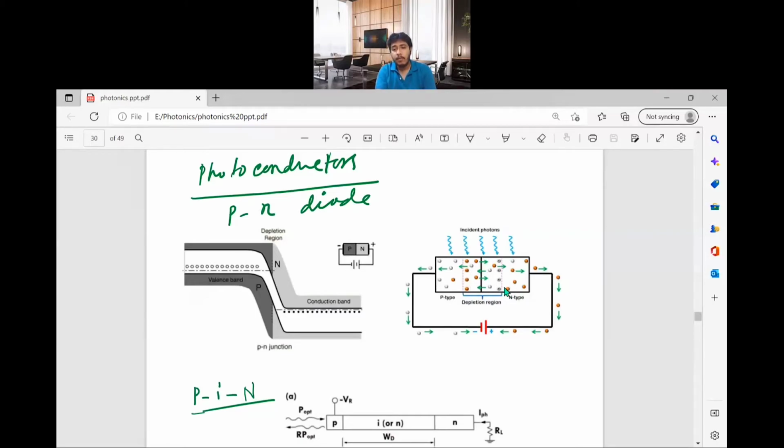Okay, and for the photodetector you need to connect in reverse bias condition, so that whatever electron hole pairs are generated in this depletion region of the junction will be swept across this semiconductor and collected, so you get the photocurrent. Okay. So this is the Venn diagram.